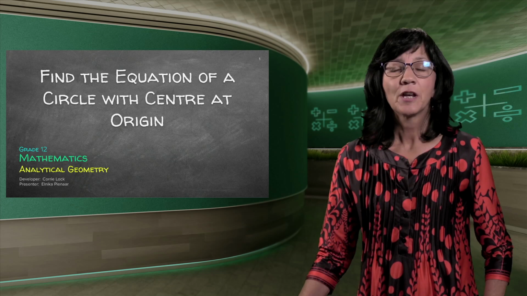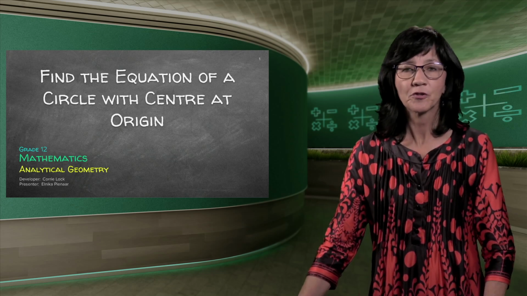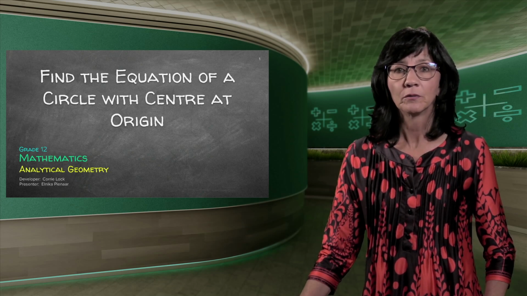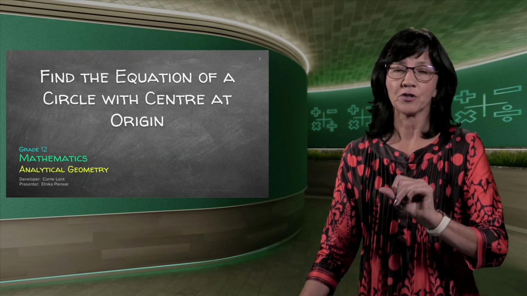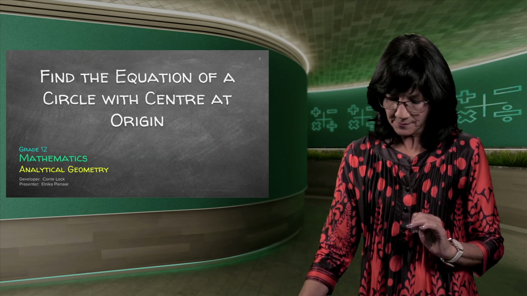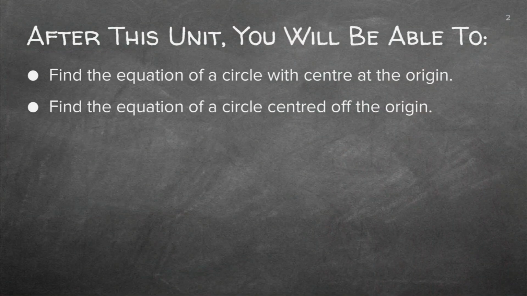Hi guys, today we're going to start with analytical geometry, and the first thing we're going to do is find the equation of a circle with center at the origin. We're also going to move it around later, but to start off we're going to do the easy bit and just do center at the origin.